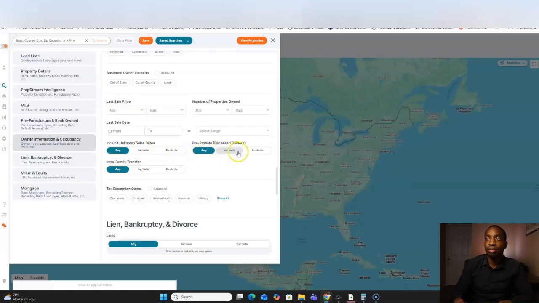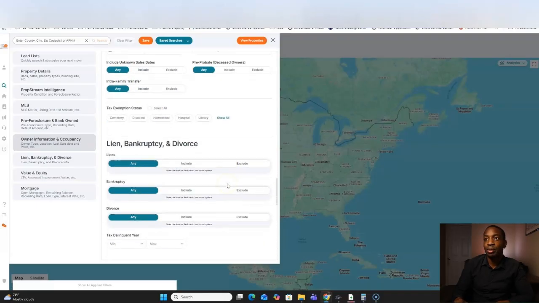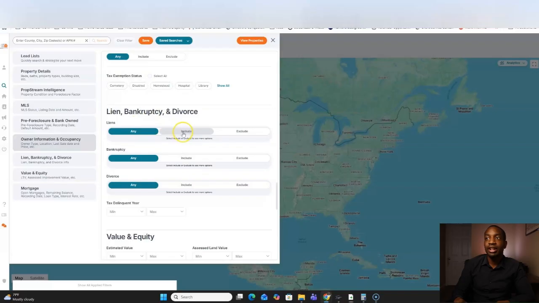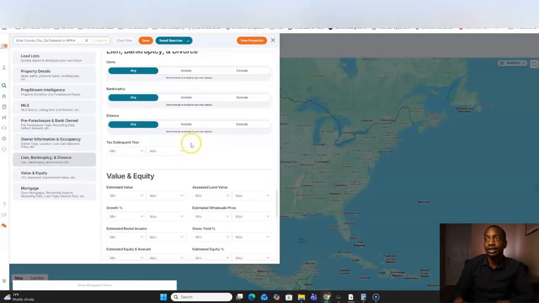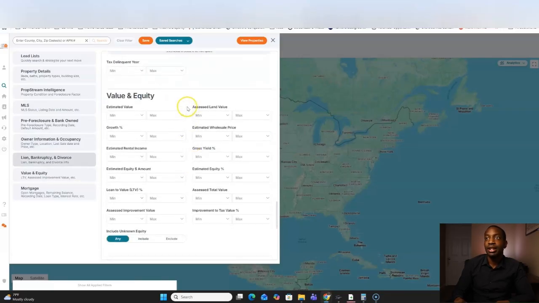And then probate. You can include inter-family transfer, very similar to probate. And then if there's any liens on the property, bankruptcy, divorces, tax delinquency, you can do that. So you have all of that.